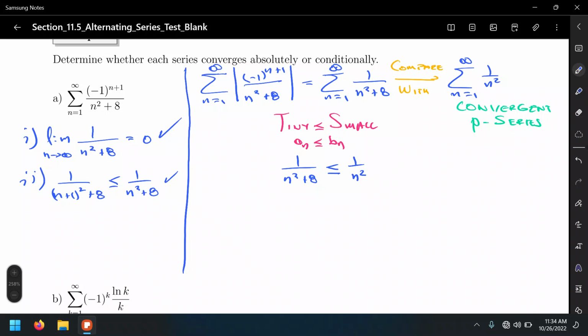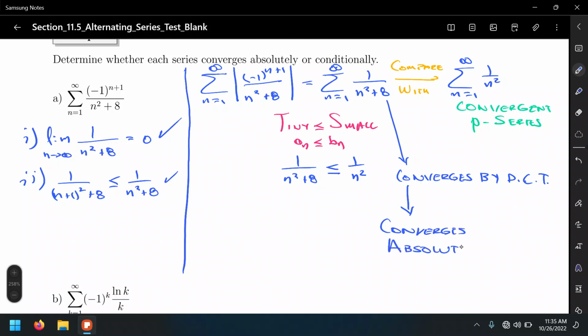So for this reason, here is where we will backtrack to the original problem. Number one, the absolute value of the series converges by direct comparison with sigma n equals 1 to infinity of 1 over n squared. And then because the new series converges, the original alternating series converges absolutely. All right, converges absolutely.